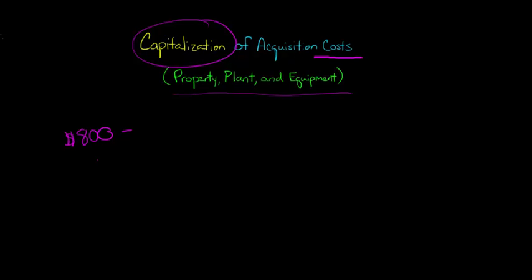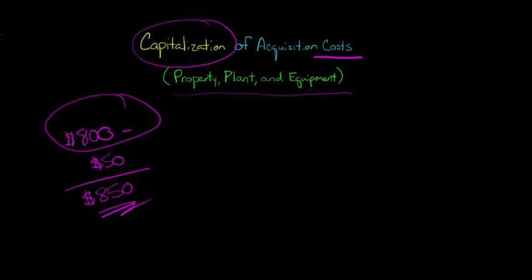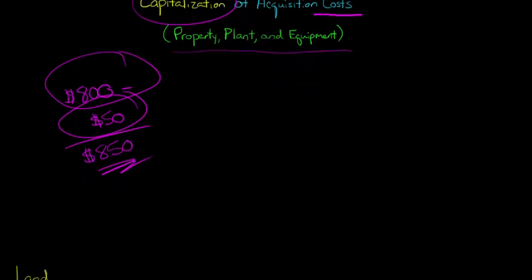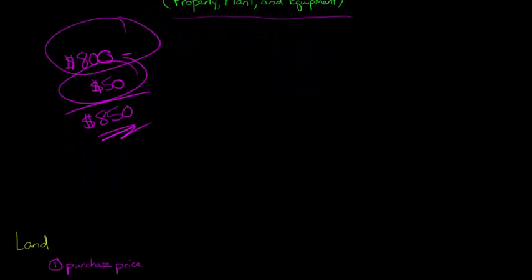For example, let's say there was $50 in shipping and handling to get this machine to your firm. Then the amount that you're going to initially record on the balance sheet is actually going to be $850. So you don't just include the purchase price, that's certainly part of it, but you also include the shipping and handling. And there are a lot of different types of costs that can be involved with property, plant, and equipment when you acquire PP&E. And so I just want to give you an overview of those costs and show you how it would affect your calculations.